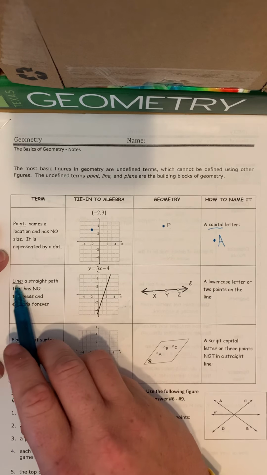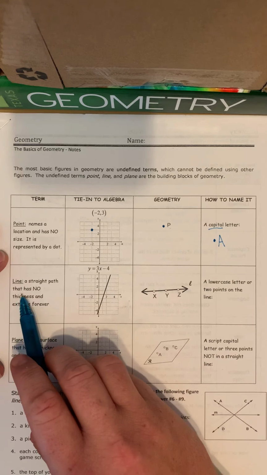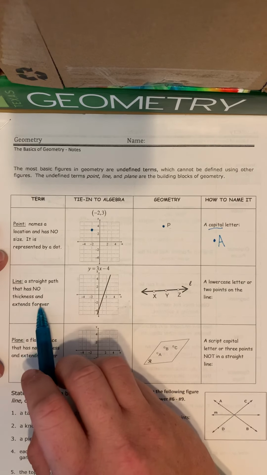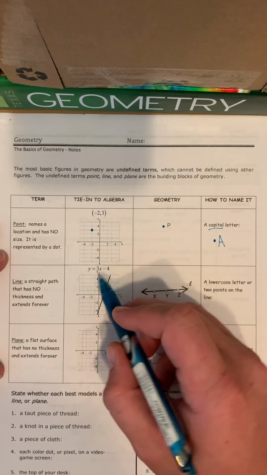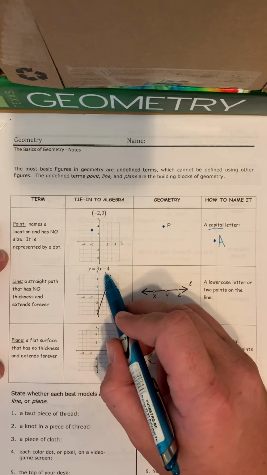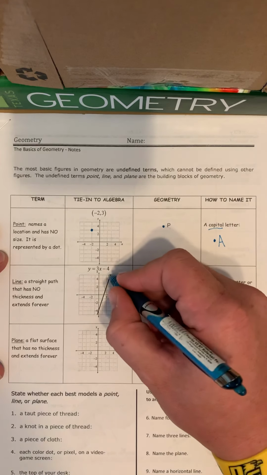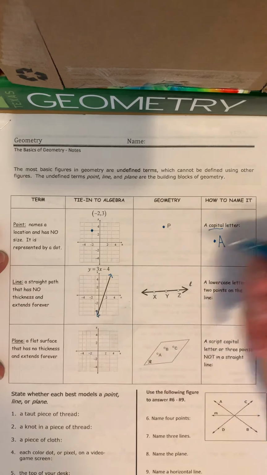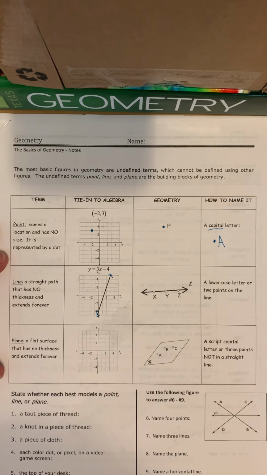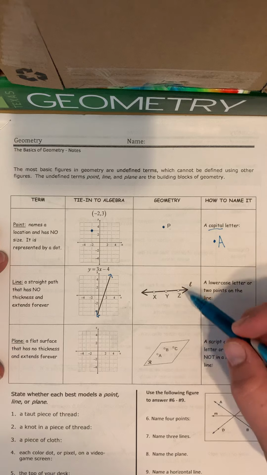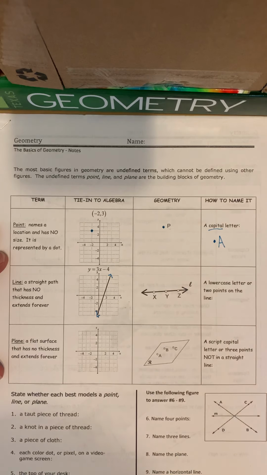Next undefined term is a line. A line is a straight path that has no thickness and extends forever. So if we saw like the line y equals 3x minus 4, where the slope is +3, the y-intercept is -4, it extends forever, so we should have arrows on the end here, okay? That's how it would look in algebra for us. But again, geometry, it's going to be kind of more of a figure floating in space, okay?